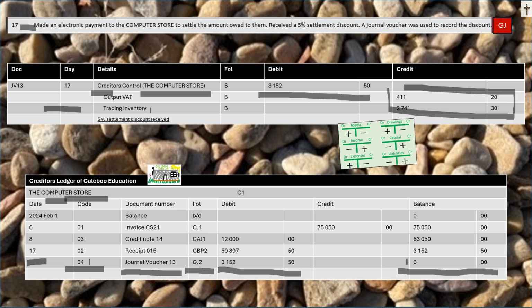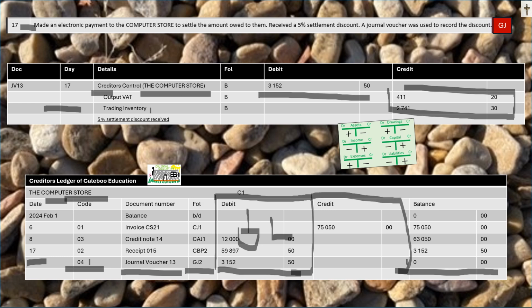Remember, when a creditor is debited, it's a decrease in what we owe, a decrease in liability. When the account is credited, it's an increase in liability, and the balance will increase. So what's happening is, in the debit column, in this case here, it's decreasing the balance, and the credit column is increasing the balance. But I don't like to learn it like that.